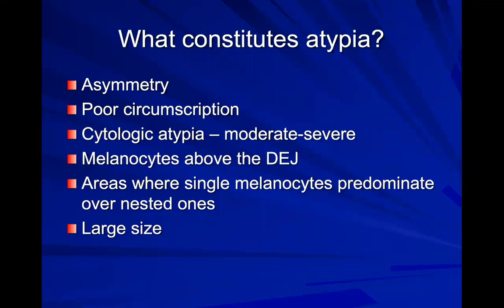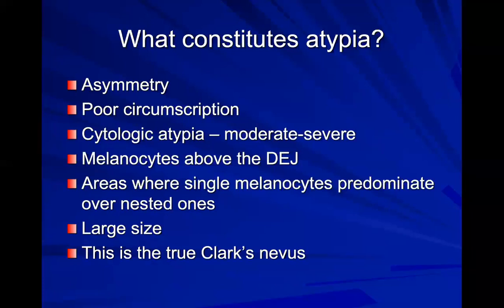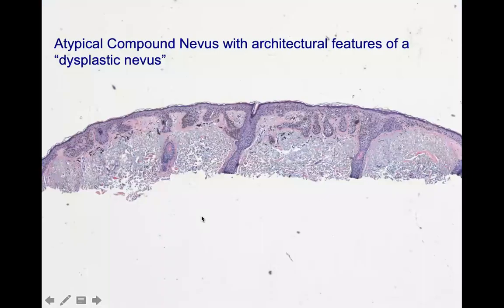So just as a review, what constitutes atypia? It's asymmetry, poor circumscription, cytologic atypia, melanocytes above the DEJ, areas where single melanocytes predominate over nested ones, and large size of the lesion, right? So none of these things include those architectural features. When you have this architectural feature with these atypical features, that was the true Clark's nevus. All right, so this is what he was talking about.